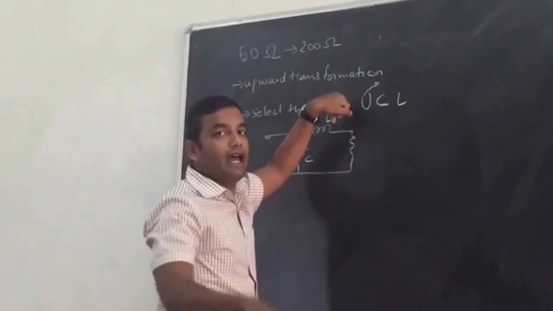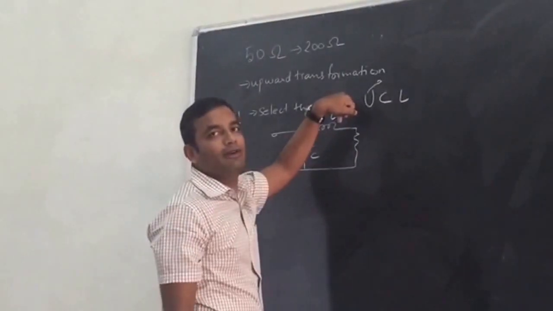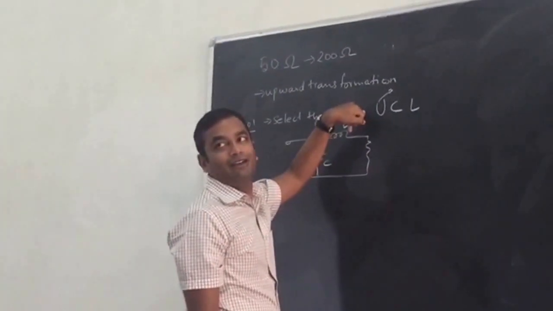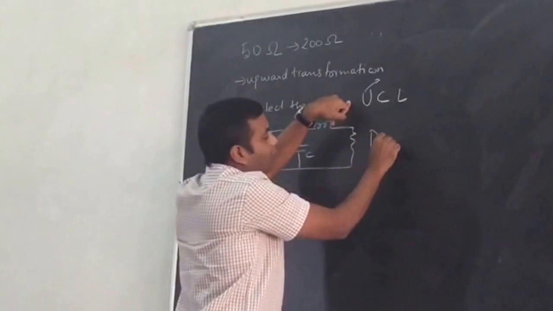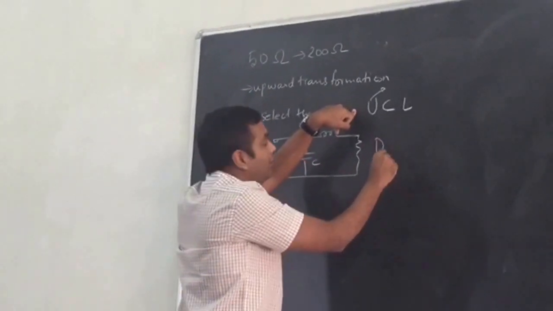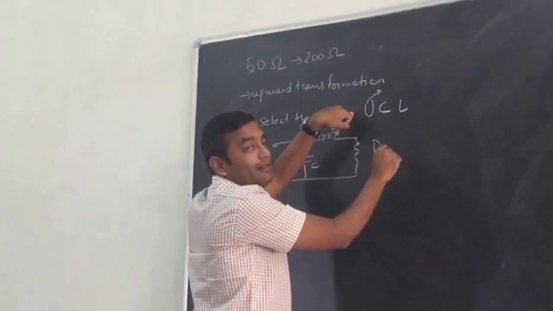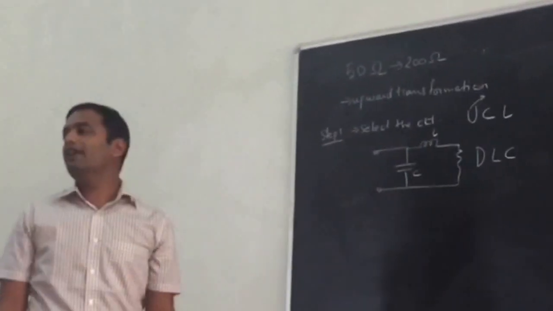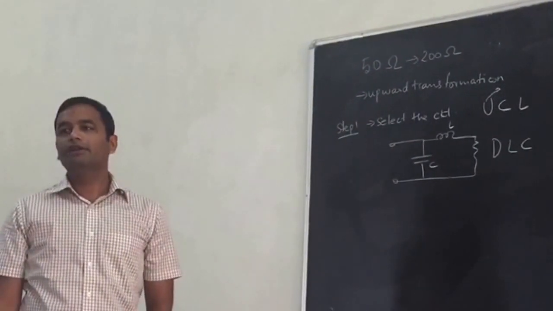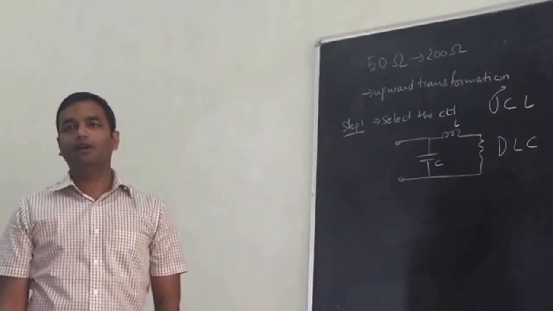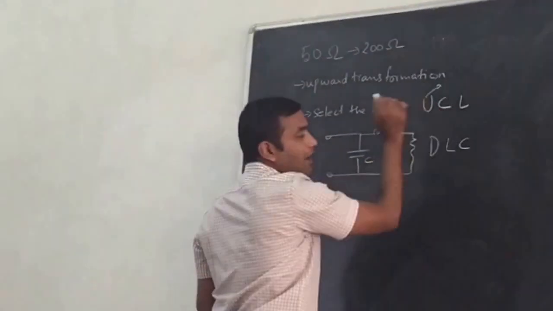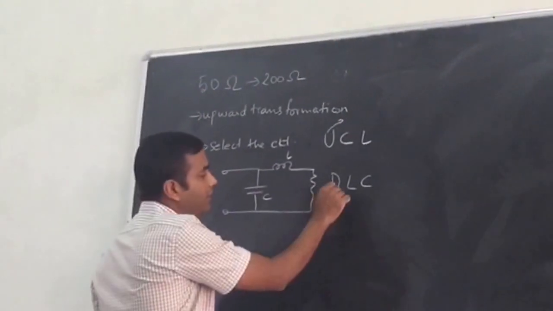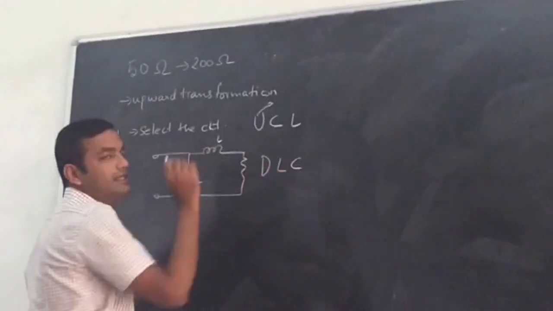If your dad sees you with a beautiful girl, what will happen? Yes or no? So yeah, it will be an LC circuit. So when you have an upward transformation, what should you use? You will use a CL circuit. And when you have a downward transformation, you will use an LC circuit.